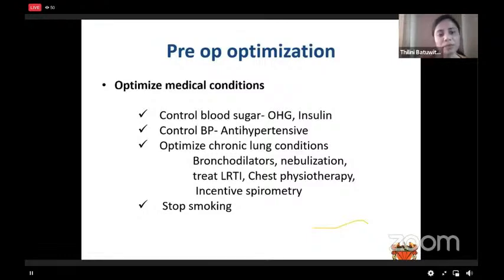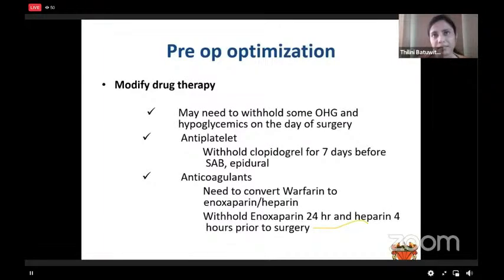One thing is that we have to optimize the medical conditions. And the other thing you have to modify is the drug therapy. The medical conditions, as we mentioned, are diabetes and hypertension. For example, in diabetes, some of the oral hypoglycemics we can't continue, because the patient is going for fasting. If they are long-acting drugs, we may have to omit them the night before, if the patient is planned for surgery in the morning.